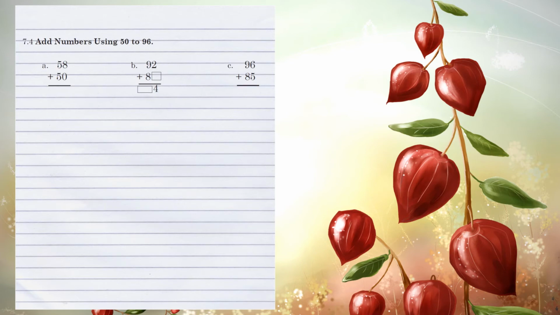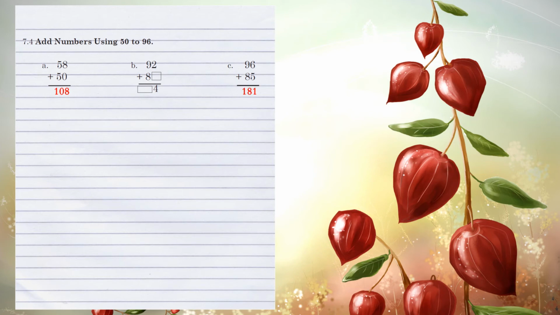Unit 7.4, adding numbers using 50 to 96. Example A. Starting with the first column, 8 plus 0 is 8. In the tens column, 5 plus 5 is 10 for an answer of 108.